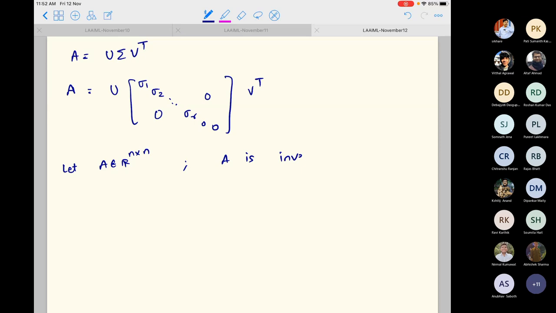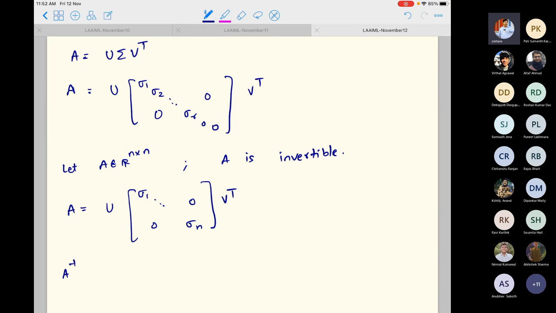Also, let us assume that A is invertible. Then suppose A is U sigma V transpose, with sigma 1 up to sigma n. Because A is invertible, the rank of the matrix is n. So there are n non-zero singular values of A, and this is how your matrix looks. Now if I want to take the inverse of A, I am allowed to, because A is an invertible matrix. I'll have this U sigma 1 up to sigma n V transpose, inverse, right?